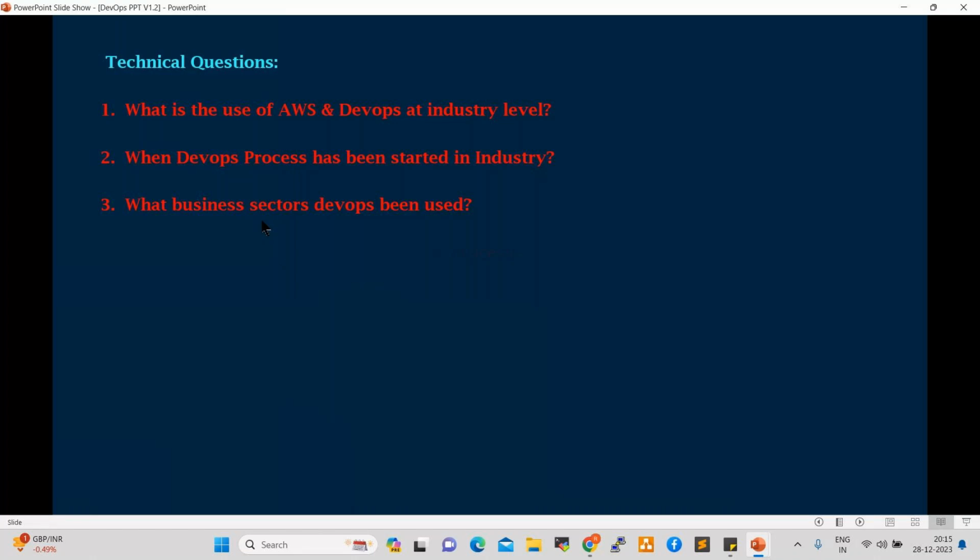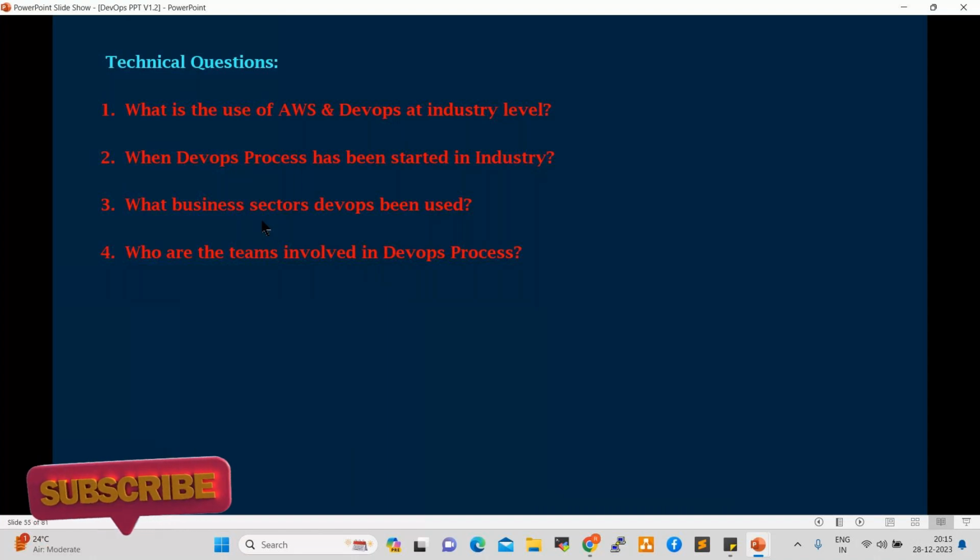Fine. Next question here is who are the teams involved in the DevOps process? Developers are involved in the DevOps process to develop the applications, to develop the code, right? Testers are involved to test the applications. DevOps engineers are also involved. As a DevOps engineer, we have to coordinate with the developers, testers, build and release engineers. We are in the middle. So we coordinate with all the teams so we can perform automation activities. Clear, right, everyone?